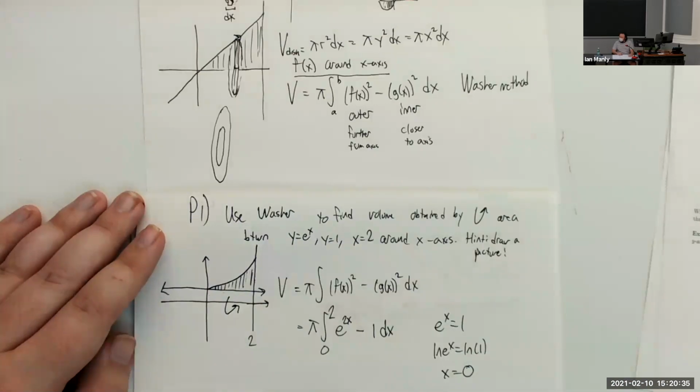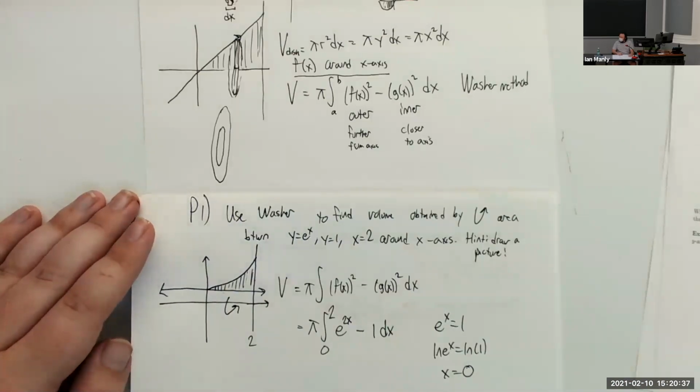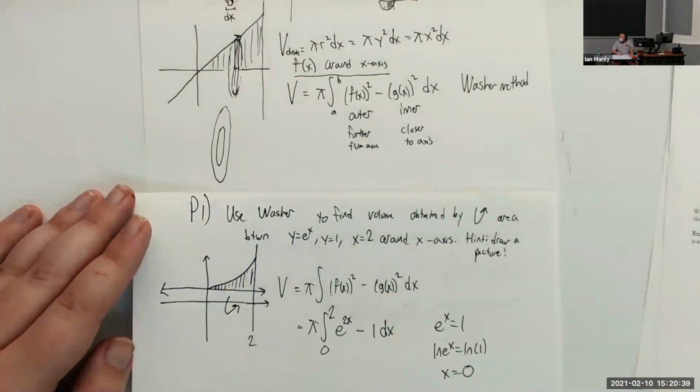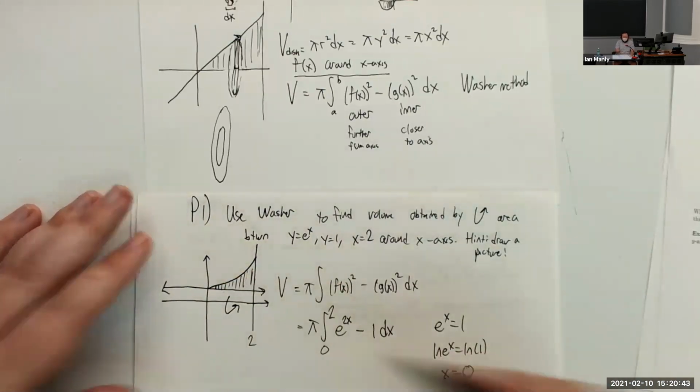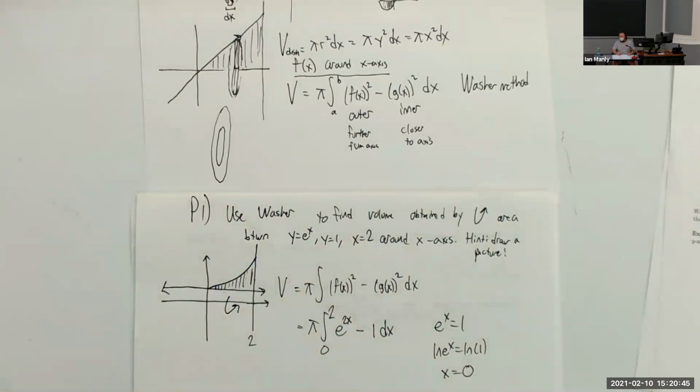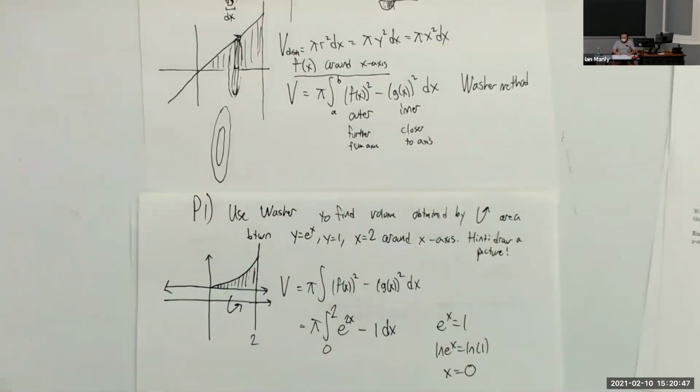Will the area being rotated always only be in 1 quadrant? Not necessarily. I mean, if this shape would have continued over here, we would have done it the same way. The only difference would be we would just have a negative bound. So it doesn't always need to be in 1 quadrant.